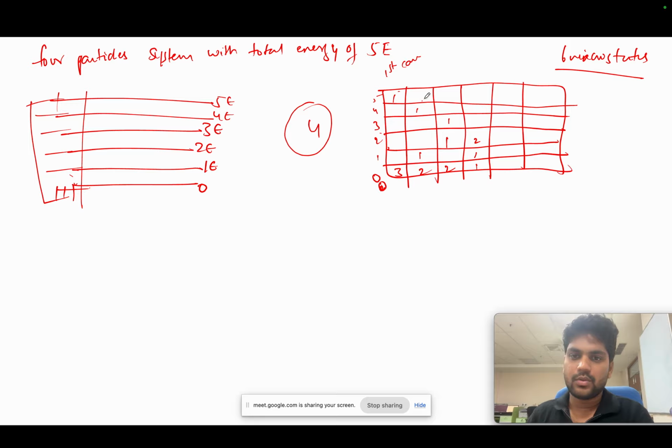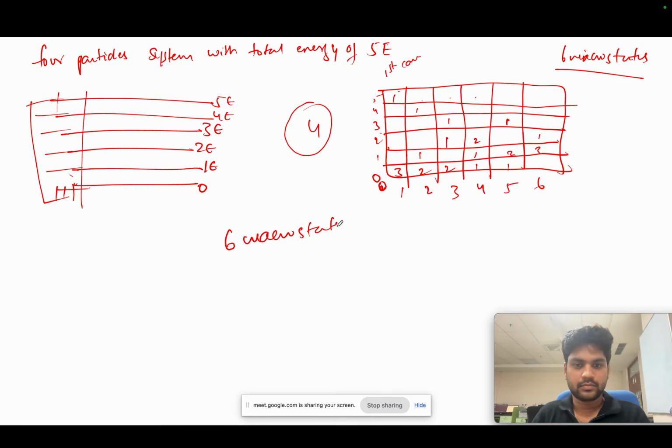So how many did we get? 1, 2, 3, 4. So we need to find the remaining 2. Which one am I missing? So 2, 1, 1, then 1, 1, 2, and I forgot 1, 2, 1. Yeah, we can get this one also. And here also we will get 1, 3. So first case, second case, third case, fourth case, fifth case, sixth case. Okay, we have a total of 6 macrostates.